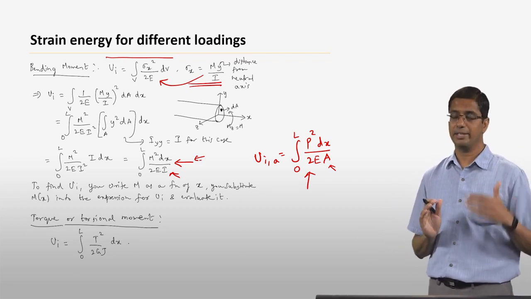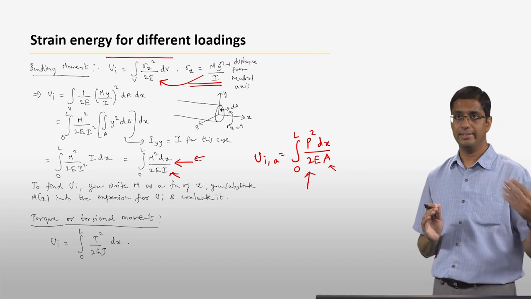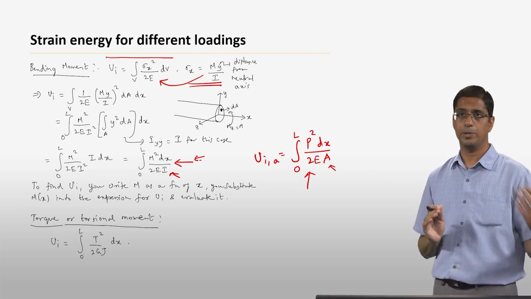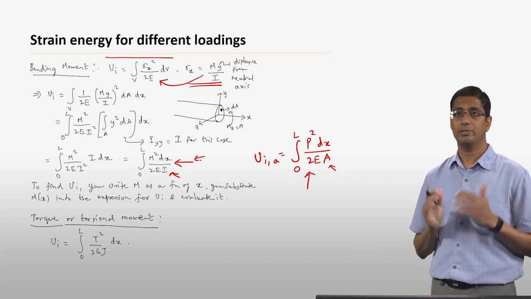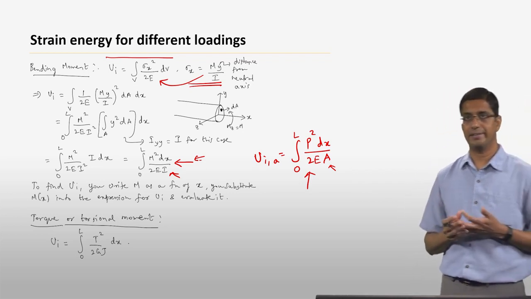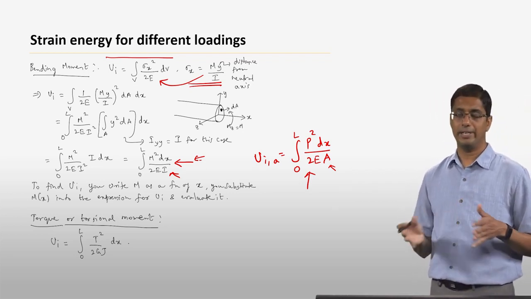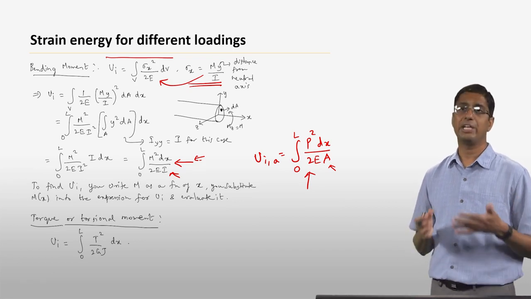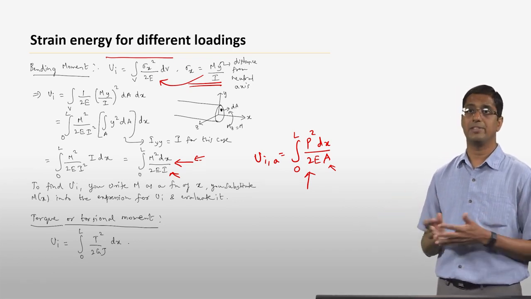It's p squared dx over 2EA. In this case, it's m squared dx over 2EI. Right? So they're actually very, very similar. Now, how do you actually go about evaluating this integral? The way you go about evaluating this integral is that you write your m, which is the bending moment, as a function of x.